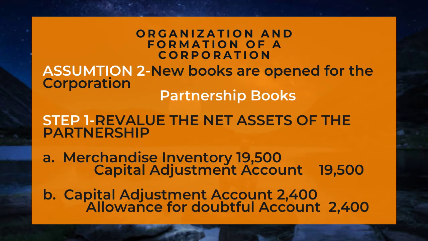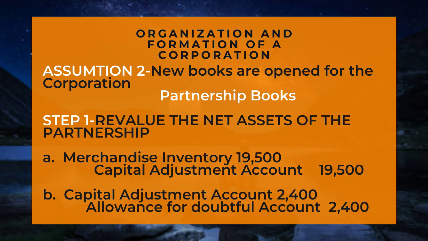Assumption number 2. New books are opened for the corporation. Step 1. Revalue the net assets of the partnership. A. Debit merchandise inventory for 19,500 pesos and credit capital adjustment account for 19,500 pesos.